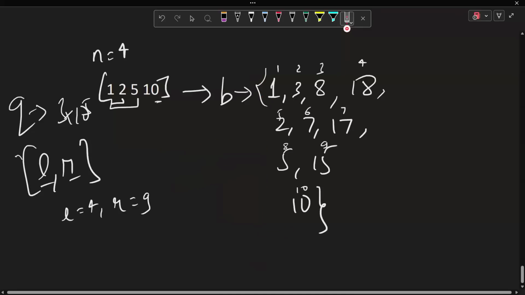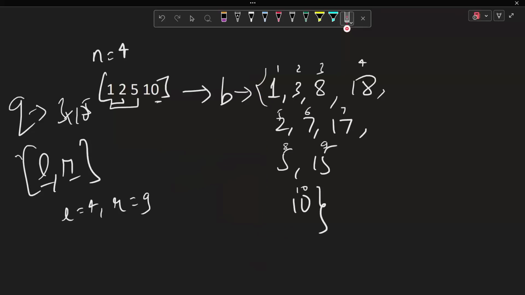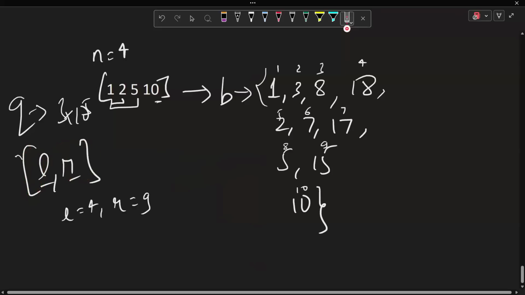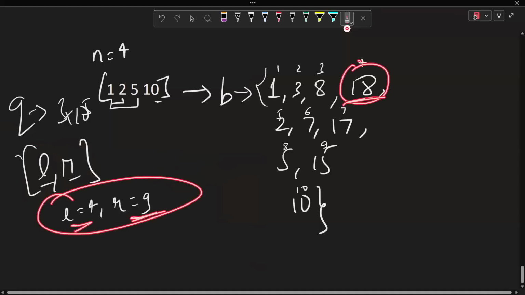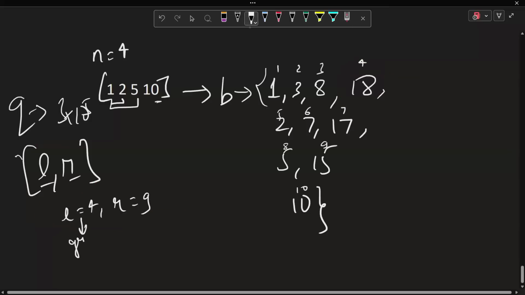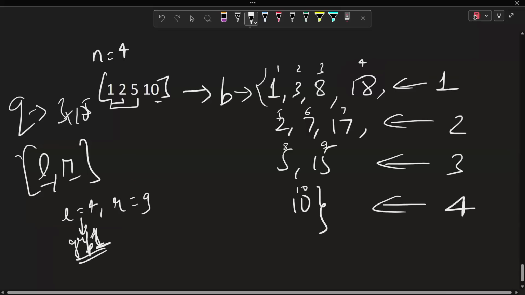Now, whenever I want to compute the sum from range L to R, I would find out which group this L belongs to, and which group this R belongs to. For this case, L equal to 4, R equal to 9. This is my first group, this is my second group, this is my third group, this is my fourth group. L was belonging to group number 1, and this R, which is 9, is belonging to group number 3.